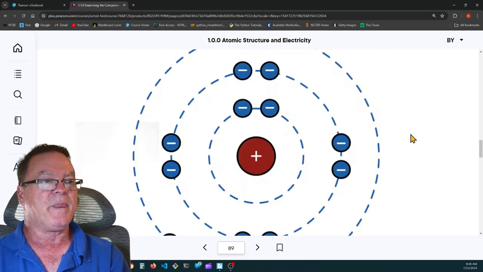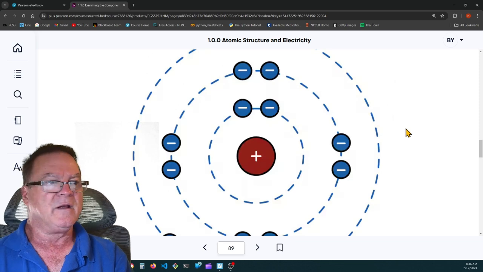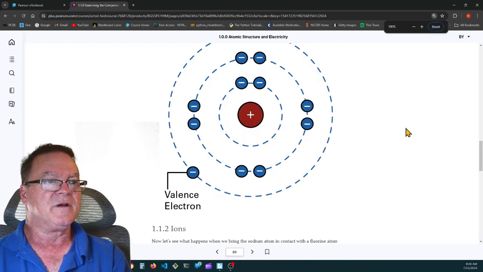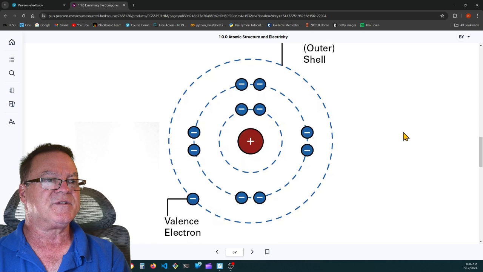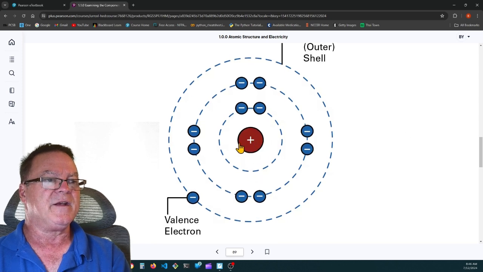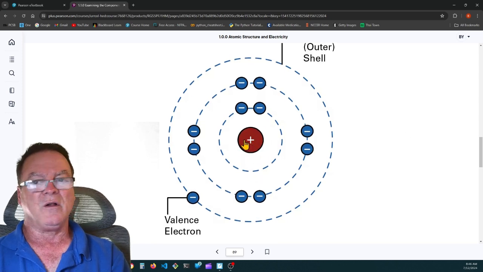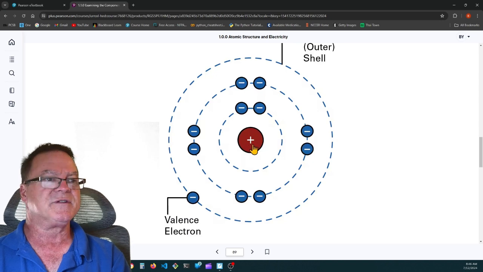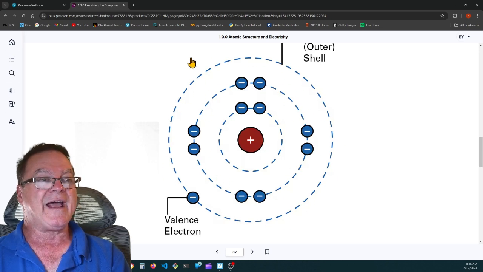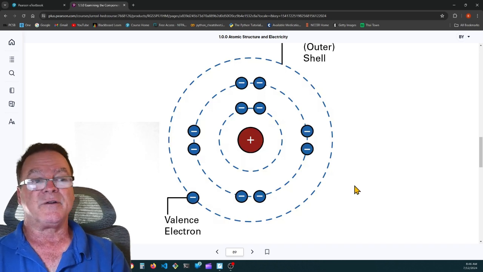And here's an example. Let me see if I can scroll out a little bit there. So here's the nucleus of the atom. They didn't show all of the protons, they just showed the nucleus. But in the first shell, we have 2 electrons, and in the second shell, we have 8 electrons. And in the third shell, we could have as many as 18 electrons, but this element only has 1 valence electron, so it would make a good conductor.